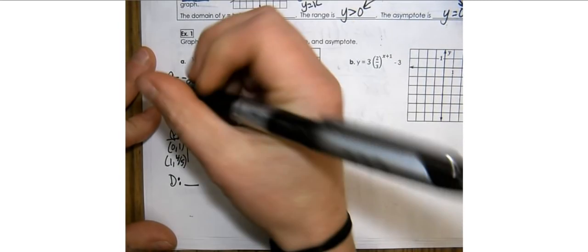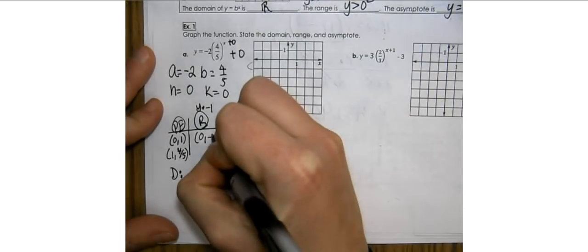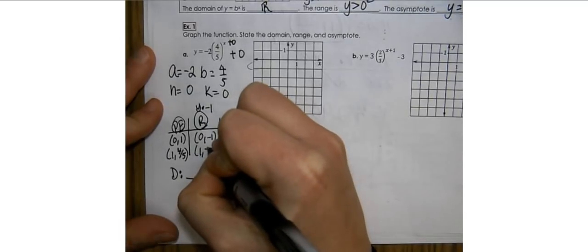Reflection. In this case, our a value is negative. So that means I'm going to take all of my y values and multiply them by -1. So I'm going to have 0, -1, and 1 comma -4/5.